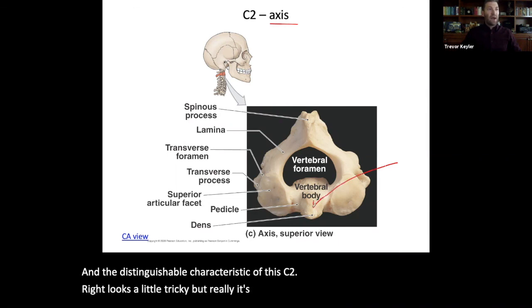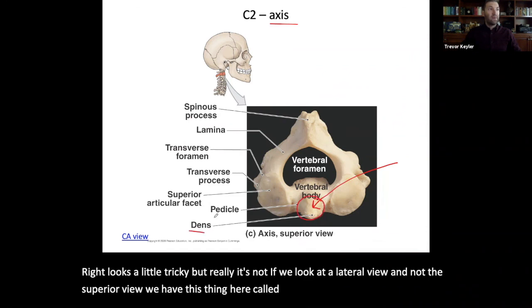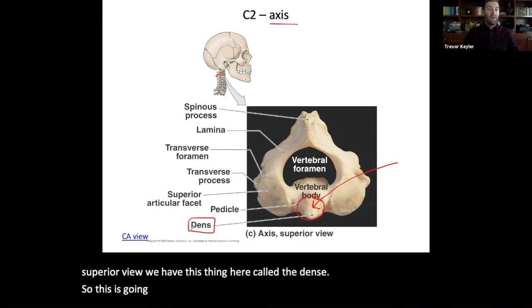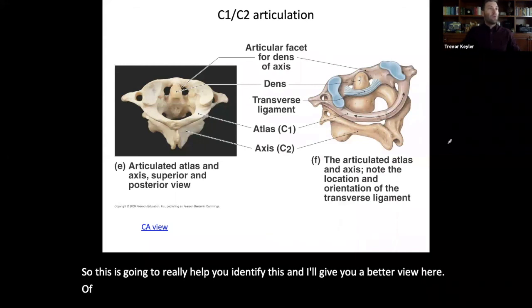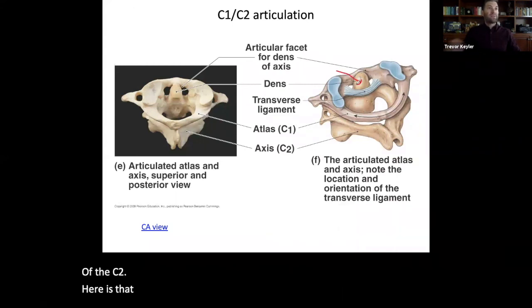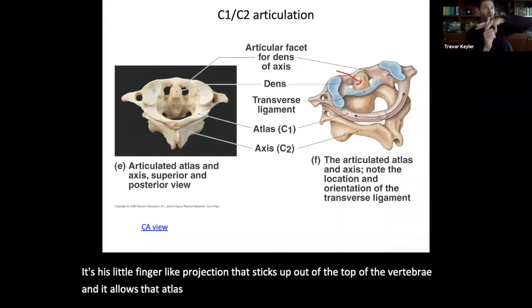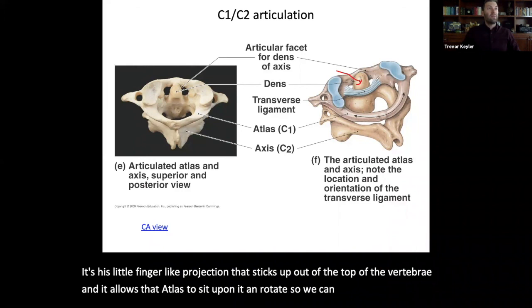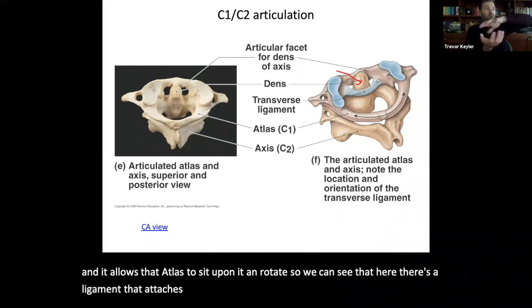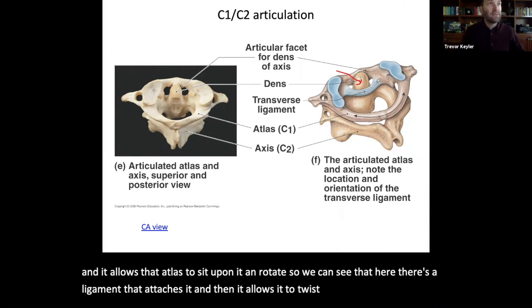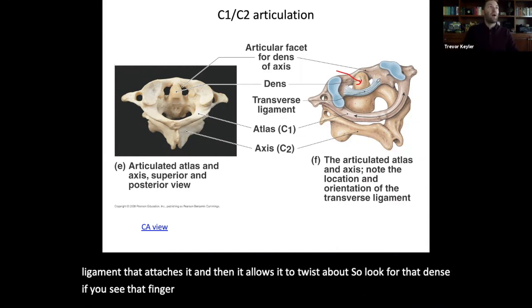The distinguishable characteristic of this C2 looks a little tricky, but really it's not. If we look at a lateral view and not the superior view, we have this thing here called the dens. So this is going to really help you identify this. Here is that dens. It's this little finger-like projection that sticks up out of the top of the vertebra, and it allows that atlas to sit upon it and rotate. There's a ligament that attaches it, and then it allows it to twist about. So look for that dens. If you see that finger-like projection, we're talking about the C2 or the axis.